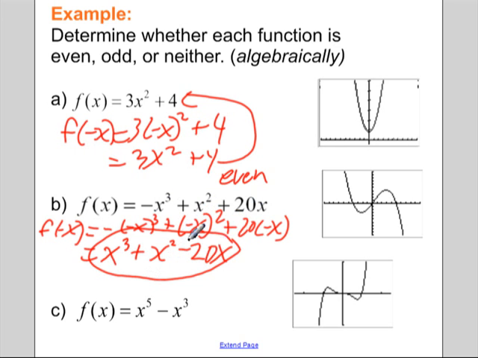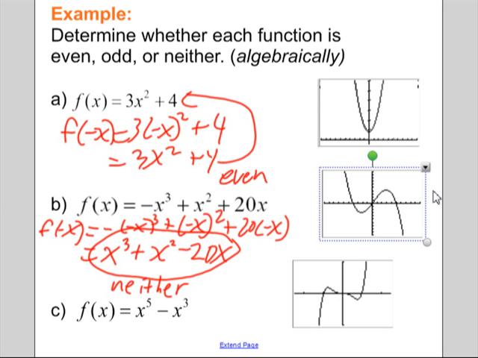So the only choices: if it's even, it would be exactly the same. It's not that. If it was odd, it would be the complete opposite of this. And it's not the complete opposite either because that x squared is the same. So this one is going to be neither. But no, we're not going to call the whole thing off because we've got more work to do.